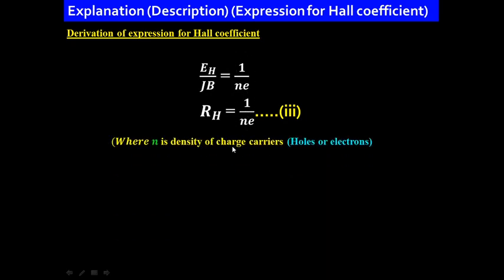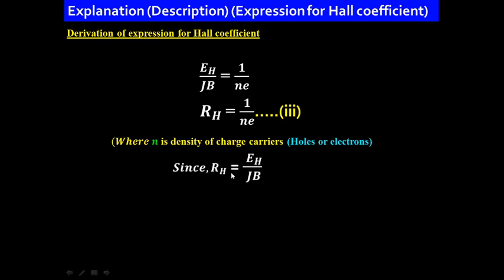So the above equation will become: n is the density of charge carriers, holes or electrons. If charge carriers are electrons, then n is the density of electrons. If charge carriers are holes, then n is the density of holes. So RH is equal to 1 by Ne. So in place of 1 by Ne in this equation we can put RH.